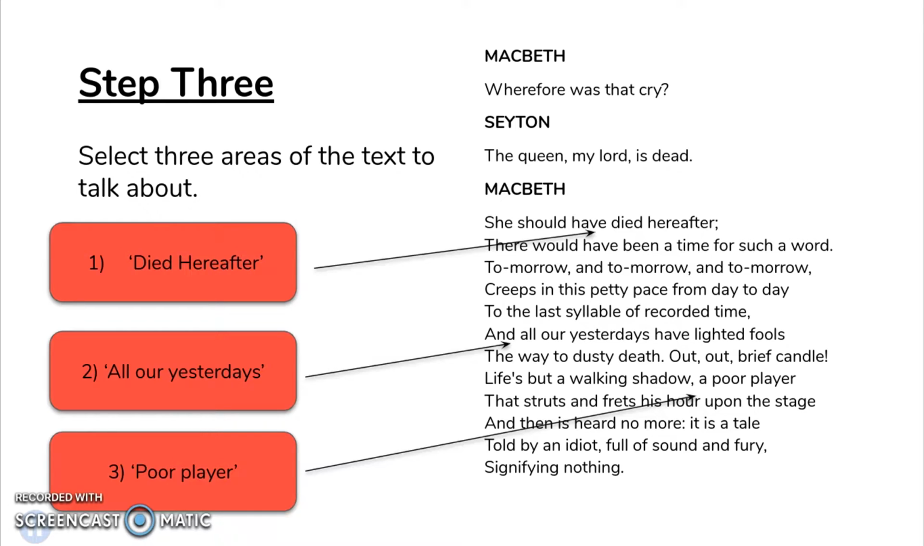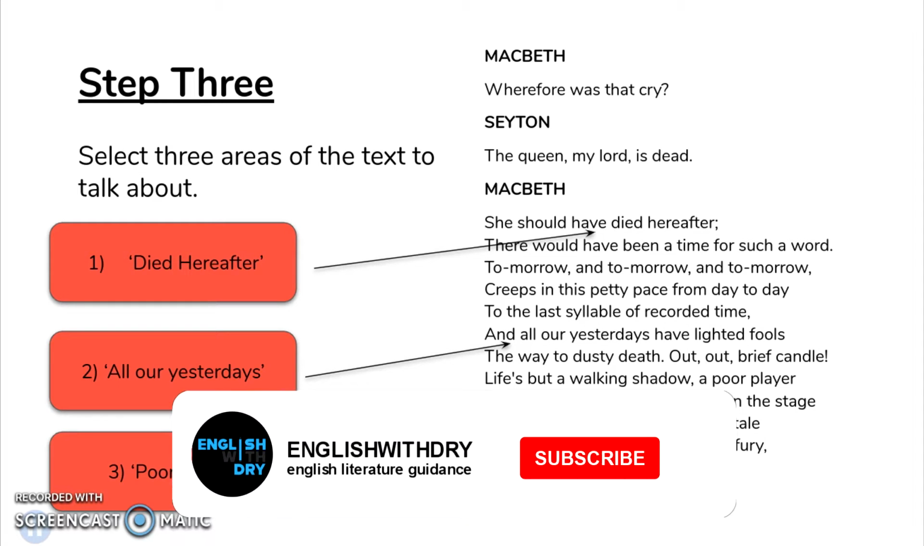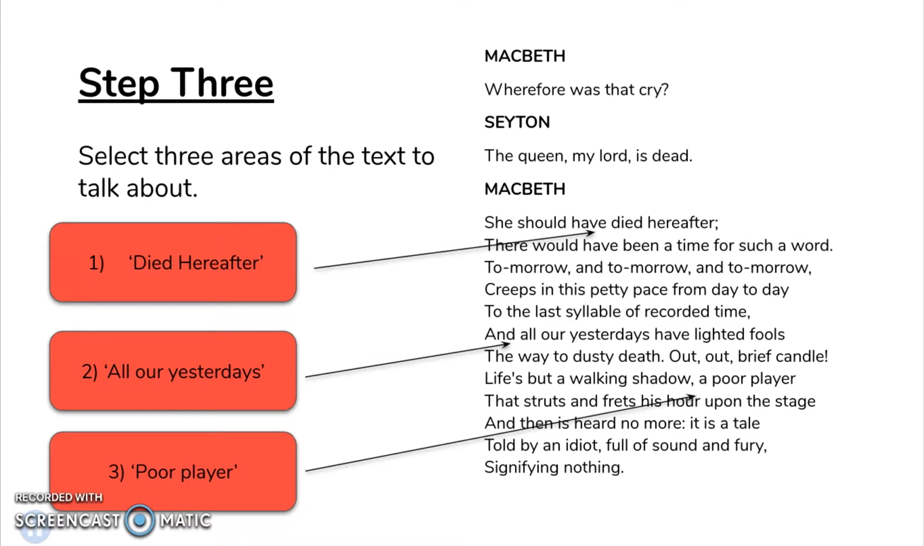At this point, Birnam Wood is coming towards Dunsinane Hill. Now, he doesn't know this yet, but he is starting to see that the witches' prophecies have been tricks. And then finally, he gives one of the most famous images in Shakespeare, which is comparing life to a play itself. A poor player, of course, player in Shakespeare's time would have meant actor.